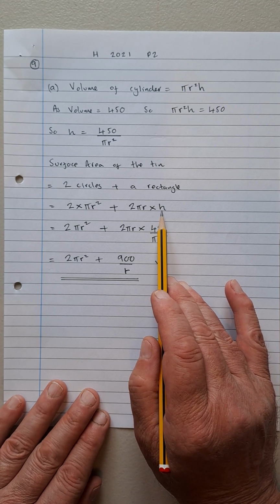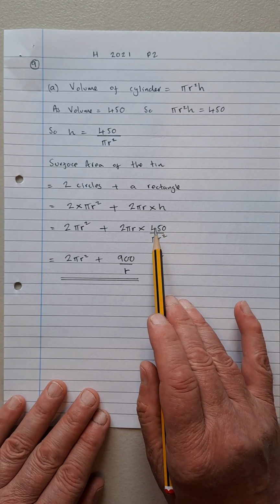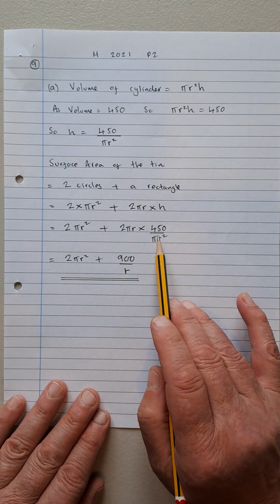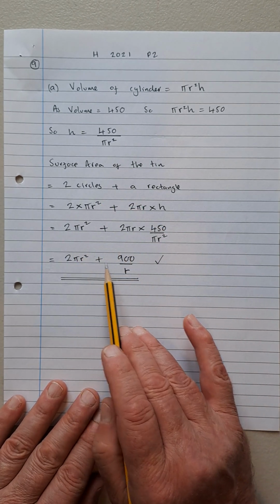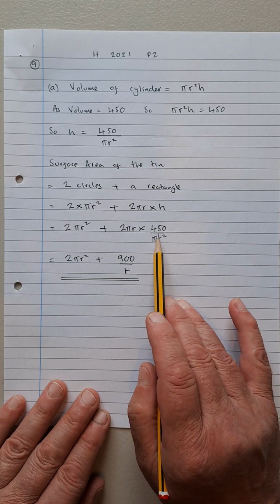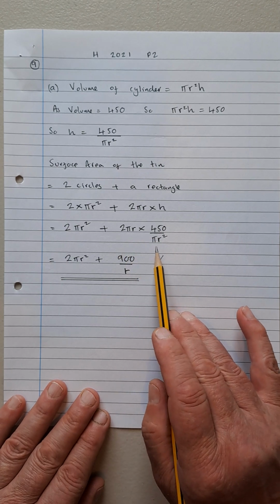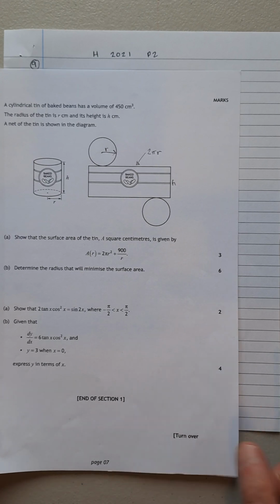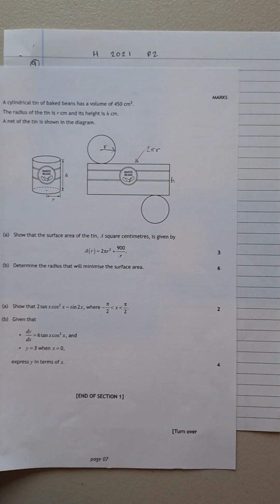Now remember, the final formula doesn't have h, so we're going to replace h with what we got just up there. And tidy it up: 2 pi r squared plus 2 times 450, 900, pi's cancel, over r. And you just check that that's exactly what you want. There it is there, that's us done fine.